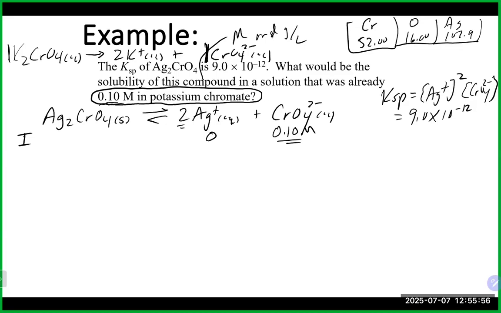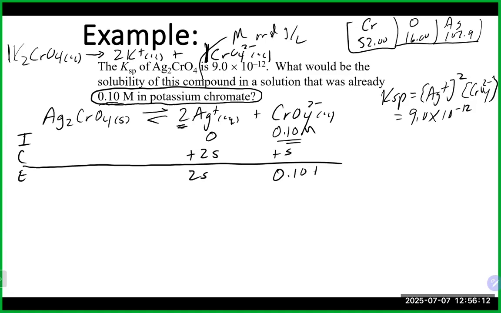So here we got to make sure we're doing it in our common ion. Change is going to be, this does need to be a plus 2s once again for the coefficient and a plus s. That means at equilibrium here, we got 2s and 0.1 plus s. Any questions so far here? We're going to put it into our expression. So that is going to get me 2s here, and I do again need to square it as I'm going into here. That's going to be times 0.1 plus s equals 9.0 times 10 to the minus 12.